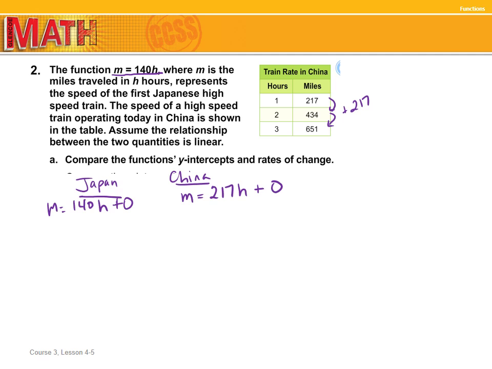So based on the rate of change, you can see that the China train is greater, or the speed is greater than the Japanese train. You write that.